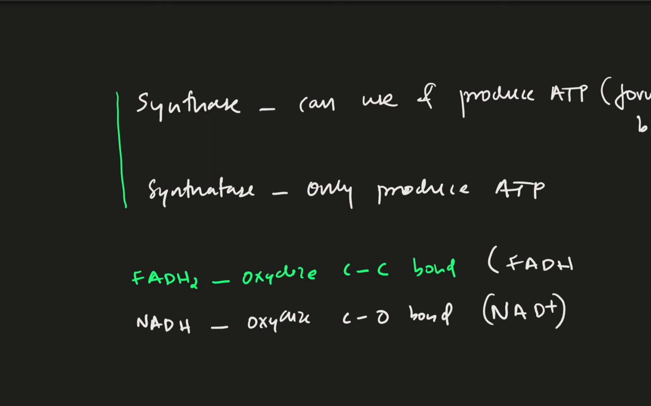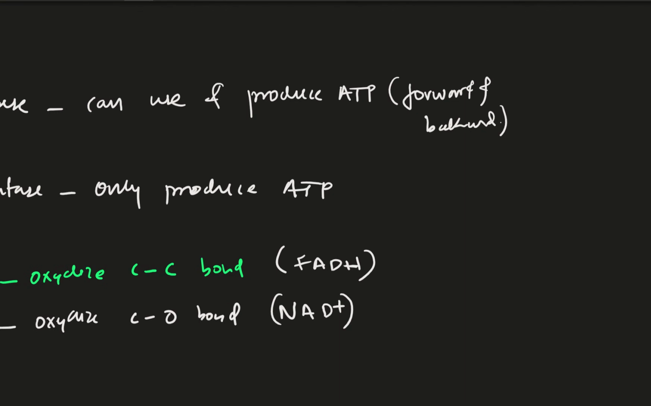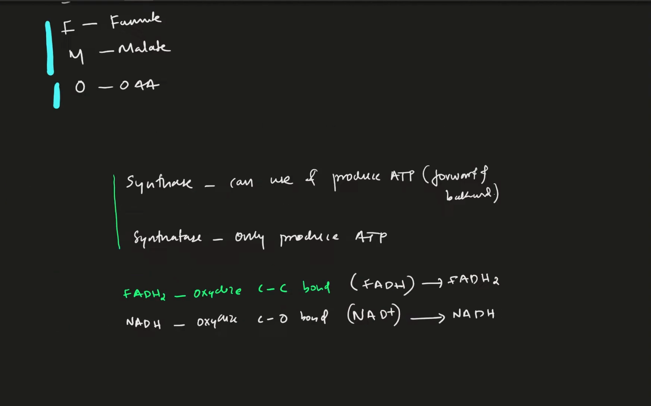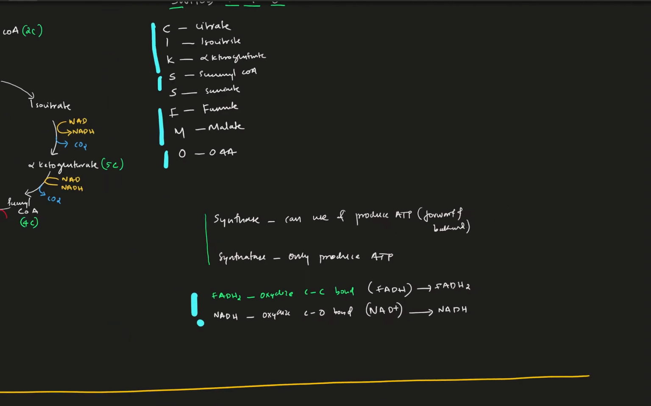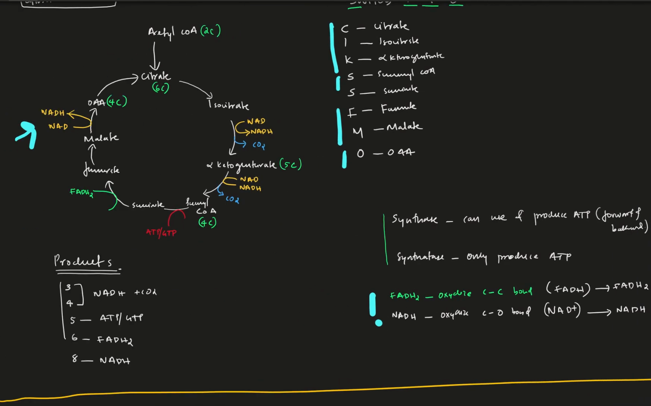As it is an oxidized form, it can take electrons. The reaction is FAD to FADH2, and here it is NAD plus to NADH. So this is a funny and important factor. That's about that part.